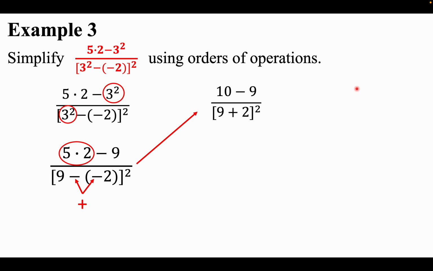Now we have to work what's inside the bracket. 9 plus 2 is 11, and of course we can subtract this top portion as well. 10 minus 9 is 1. Now, 11 squared is the same thing as 11 times 11, and that gives you 121. So our final solution for this expression would be 1 over 121.